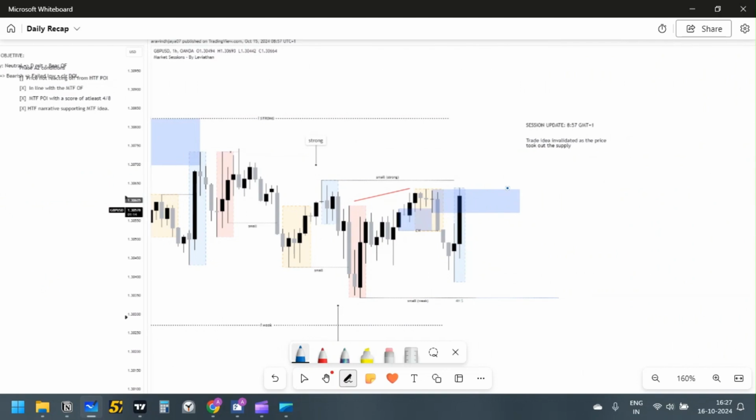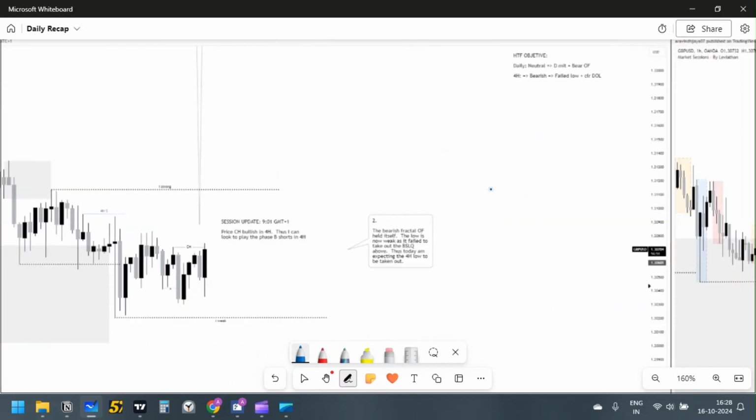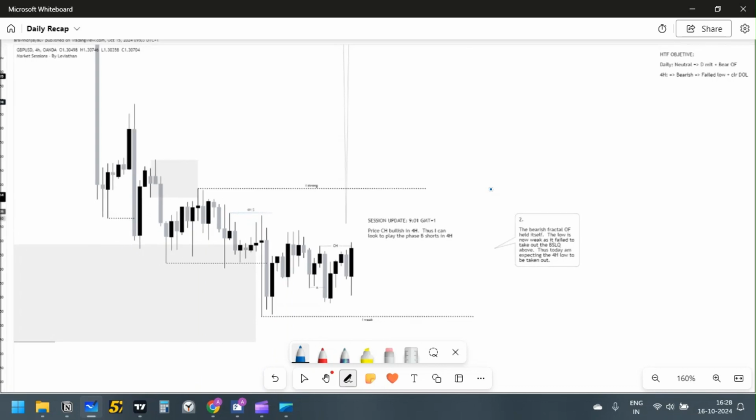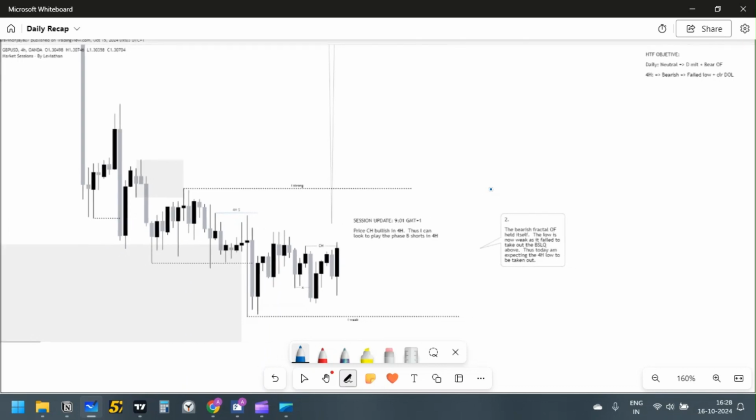That's actually at 8:57 GMT. Price invalidated this POI and took the buy side liquidity. So the short idea got invalidated. But I can switch my gears and look to play longs, because there was a bullish top in the 4 hour chart.